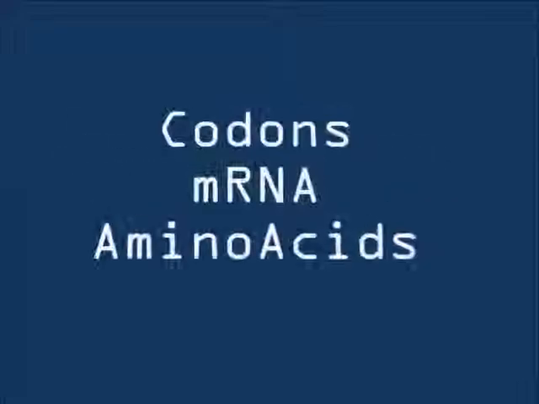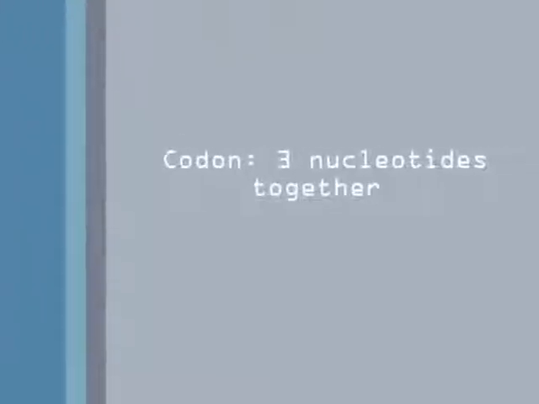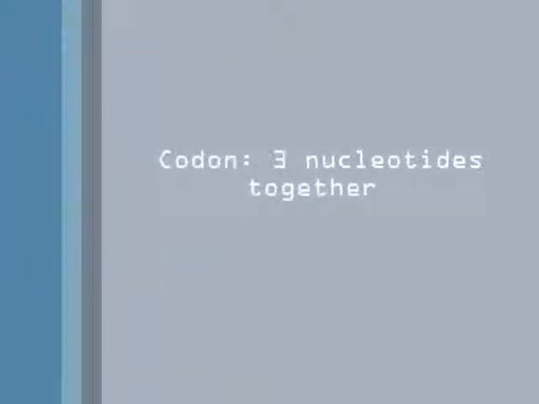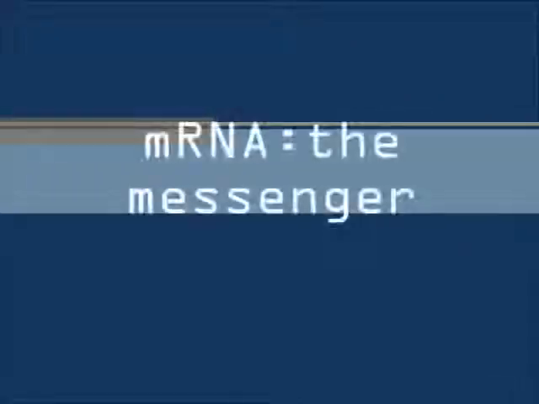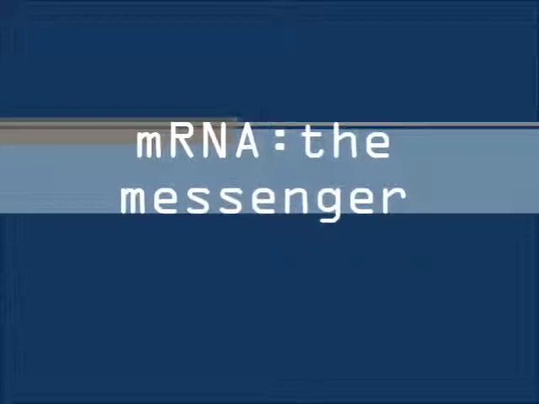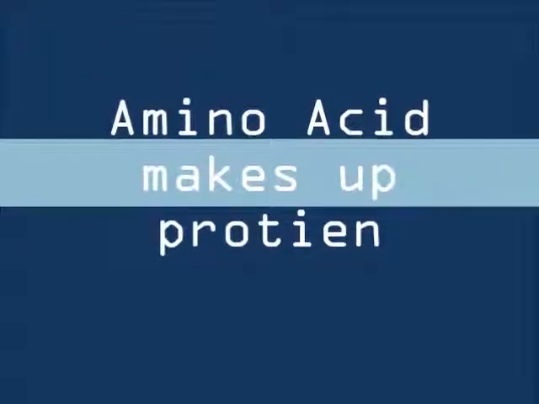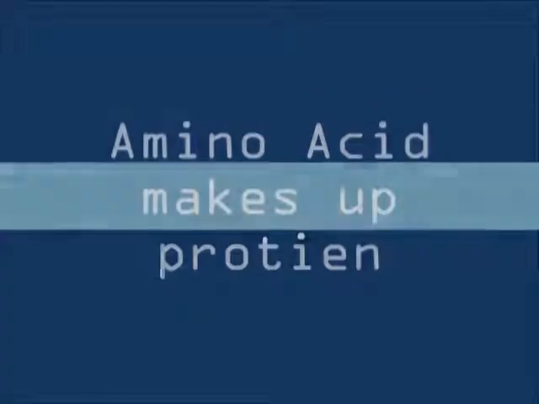Before we continue, there's some vocabs you should know: codons, mRNA, and amino acids. A codon is a sequence of 3 nucleotides that together form a unit of genetic code in a DNA or RNA molecule. mRNA, also known as messenger RNA, conveys genetic information from DNA to the ribosome. Amino acids are the building blocks that make up protein.